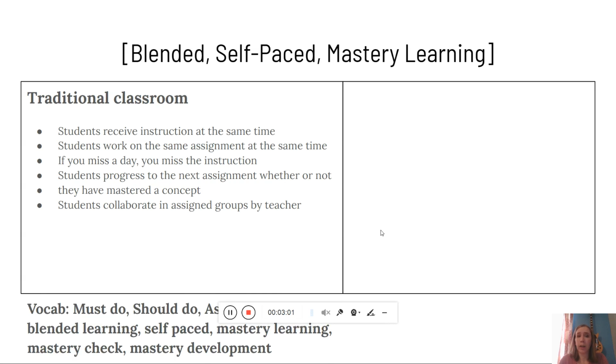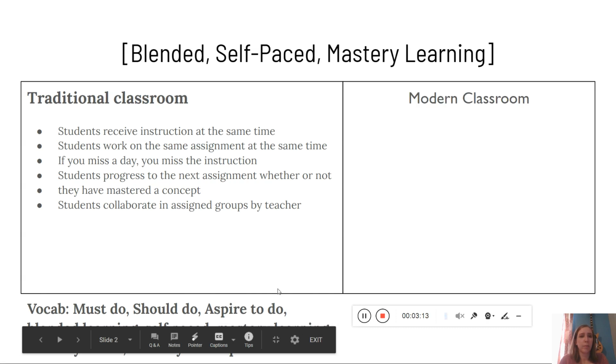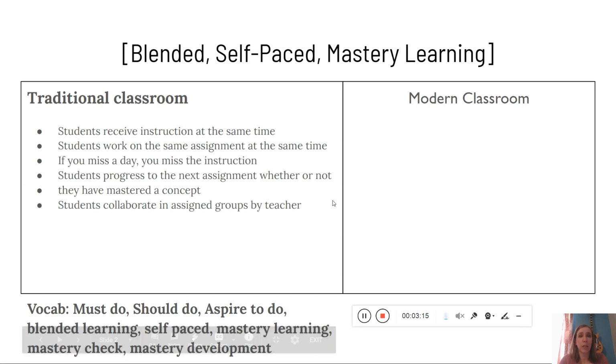And some important vocabulary when we're looking at what a modern classroom is going to be is a must do, a should do, aspire to do. Let's see, my little thing is hidden. Blended learning, self-paced, mastery learning, mastery check, mastery development. Okay, so we're going to figure out what those things mean, how they apply to you.